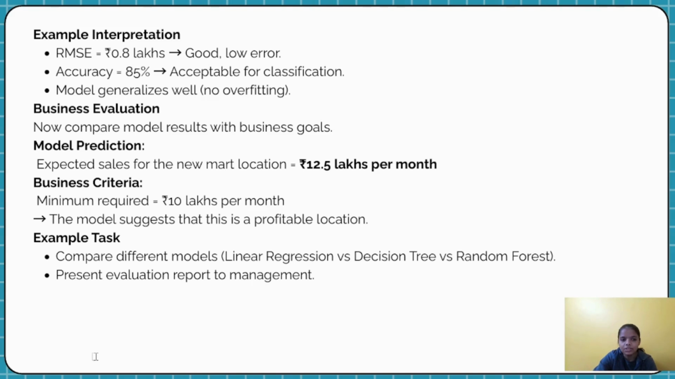Inside the business evaluation, now compare the model result with the business goal. In model prediction, the expected sales for the new mart location comes to, for example, rupees 12.5 lakhs per month. Inside the business criteria, we have the minimum required amount of rupees 10 lakh per month. So the model suggests that this is a profitable location. Now the last two example tasks: compare the different models like linear regression versus decision tree versus random forest, and the last, present evaluation report to the management.